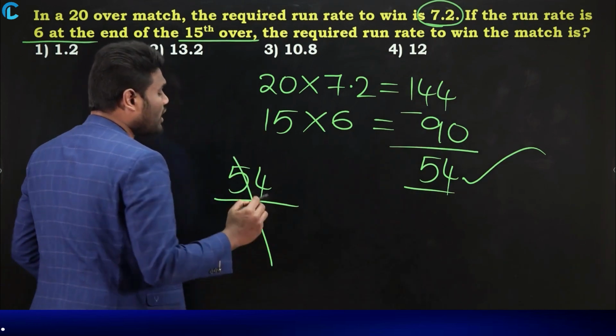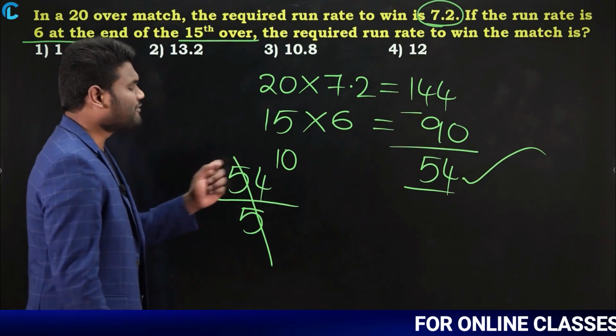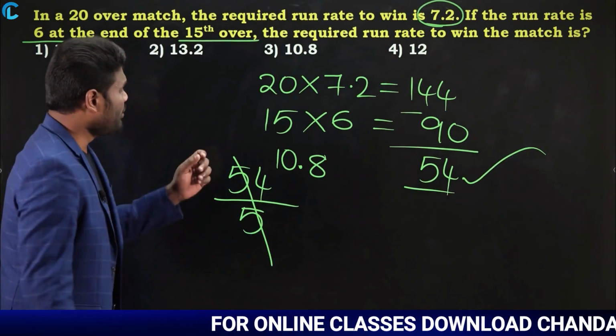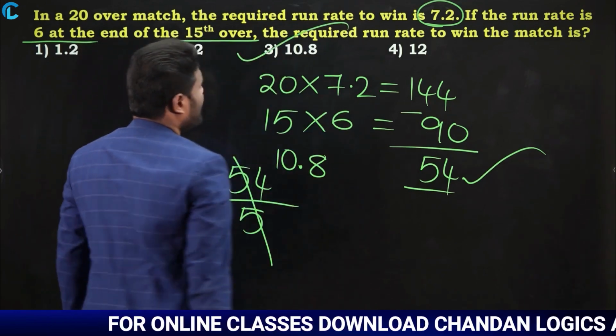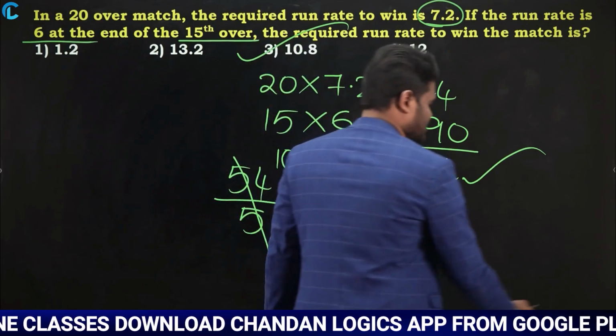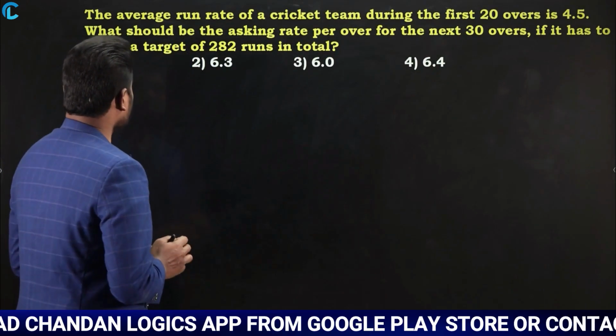Yes or no? Now what should be the required run rate? 5 10 times is going to be 50, and left with remainder 4. 4 by 5 is nothing but 0.8, which means the required run rate is going to be 10.8 runs per over. Okay, very simple questions, and even these type of questions come in examination. Let us look at the next one.